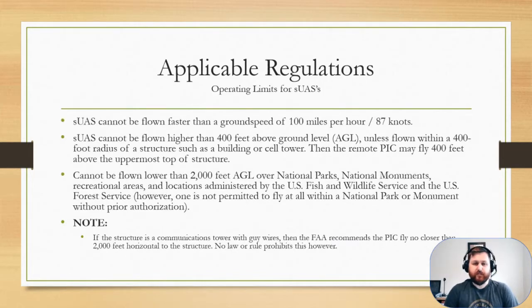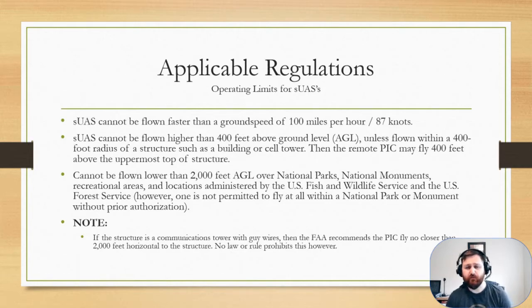So operating limits. You're also going to see some questions about this on the Part 107 exam. Part 107 drones can't be flown any faster than a ground speed of 100 miles per hour, which is 87 knots. That is a really, really fast drone. If you're flying something at over 100 miles an hour as a drone, yeah, it's moving. So you can't fly any faster than that.